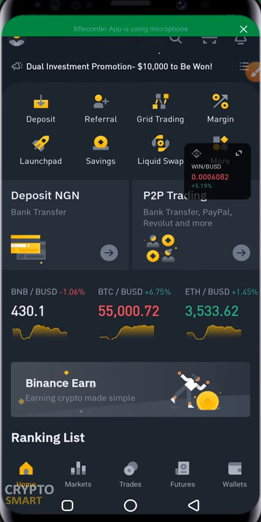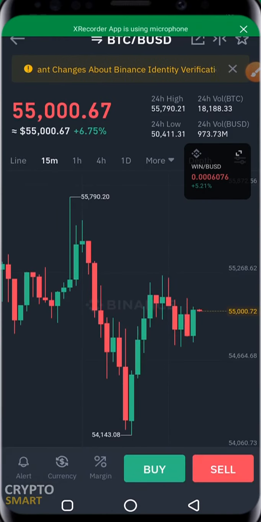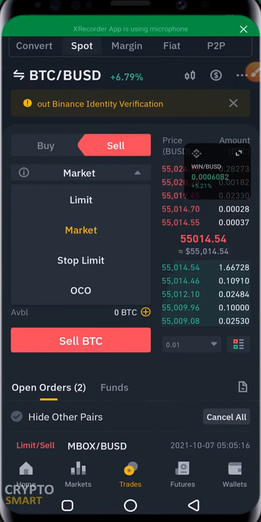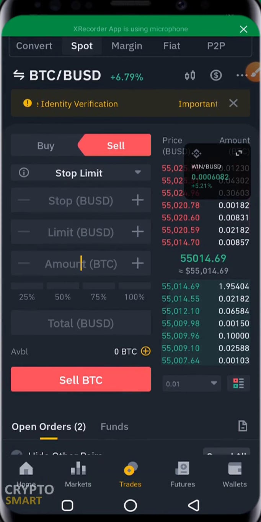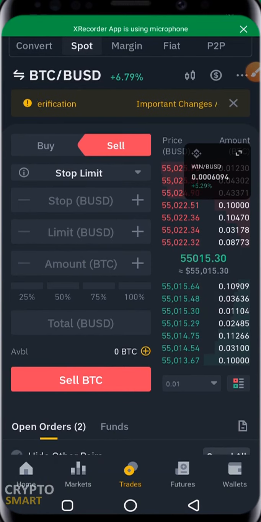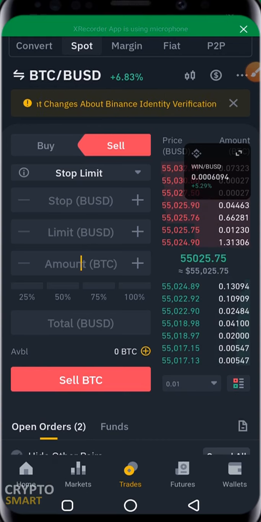So how does stop loss work? Let us go to the BTC trade, even though we don't have BTC in our wallet now, just for the sake of explanation. So I hit on what? Sell. For stop loss, it is called stop limit. Most people use it to cut down their risks, although you can also buy a coin, supposing you are anticipating it to pump and you don't want to be left behind.